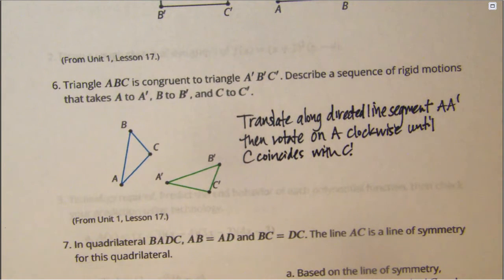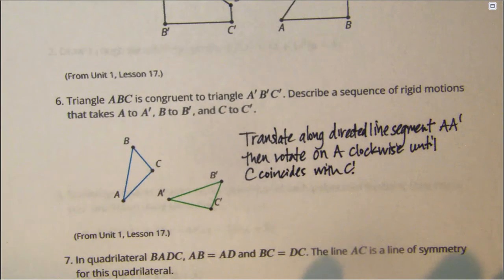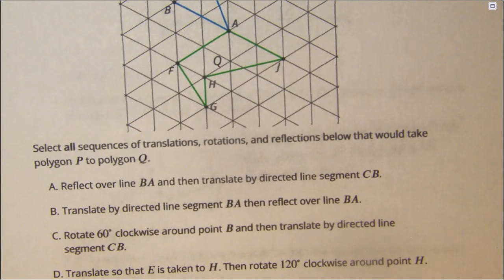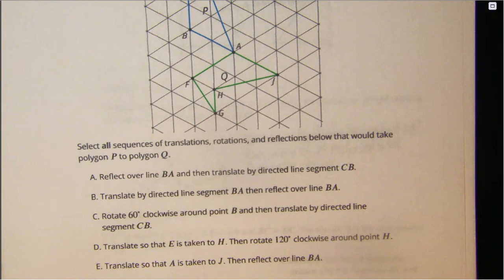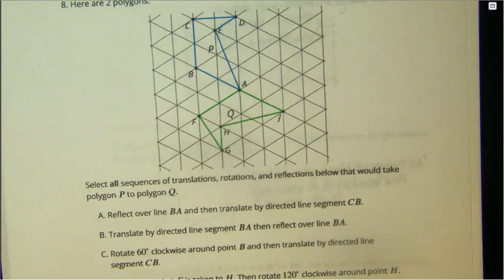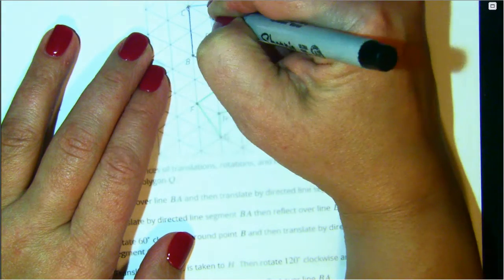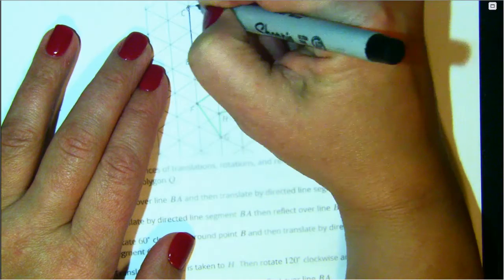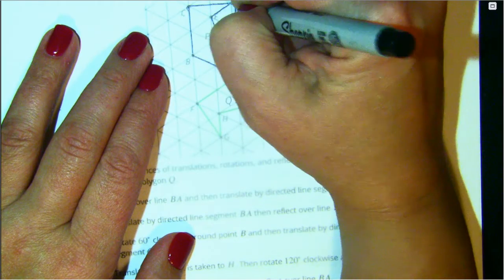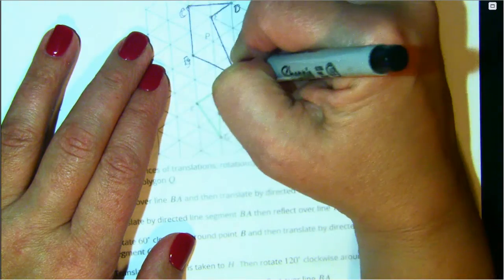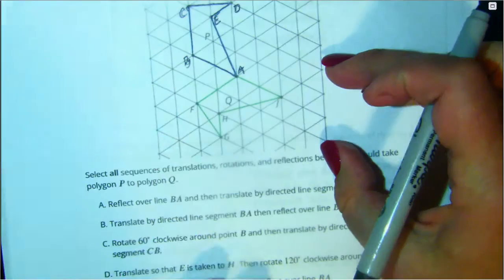All right, we did not do 7. We did 4, 5, 6, and 8. Let's jump over to number 8. Select all sequences of translations, rotations, and reflections that would take polygon P to Q. Oh, Patty, you're so overworked. Okay, here we go. I'm just going to trace this and I'm going to go through the motions and decide if these actually work.